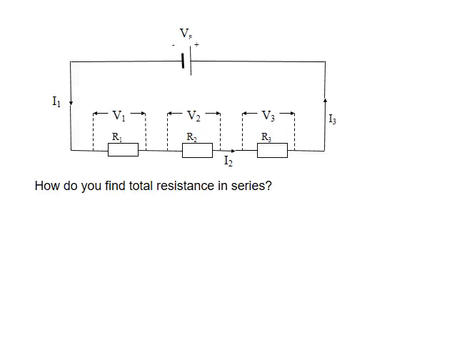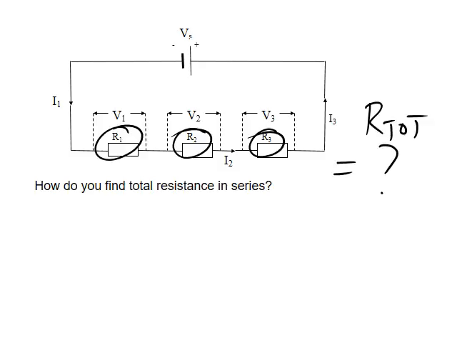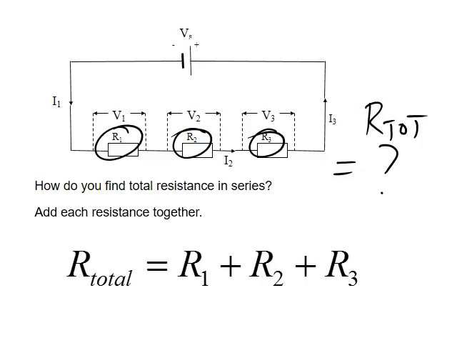And how do we find the total resistance in a series circuit? We want to find R1, R2, R3, and R total. That is simply the addition of R1, R2, and R3 together. So R total equals R1 plus R2 plus R3, which you should be very familiar with now from our previous lessons on voltage, current, and resistance in series and parallel circuits.